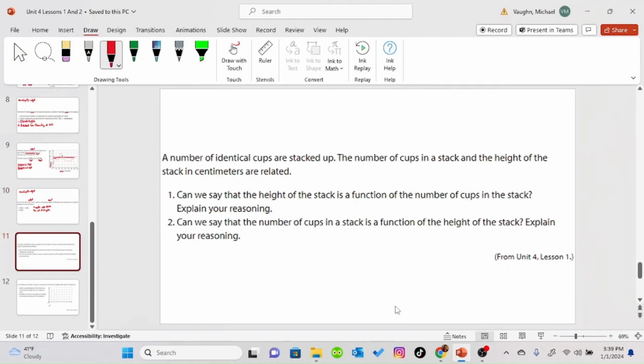A number of identical cups are stacked up. The number of cups in a stack and the height of the stack in centimeters are related. Can we say that the height of the stack is a function of the number of cups in the stack? Explain your reasoning. We need to go back to the definition of what makes a relationship a function. In order for something to be a function, that means each input has only one output.